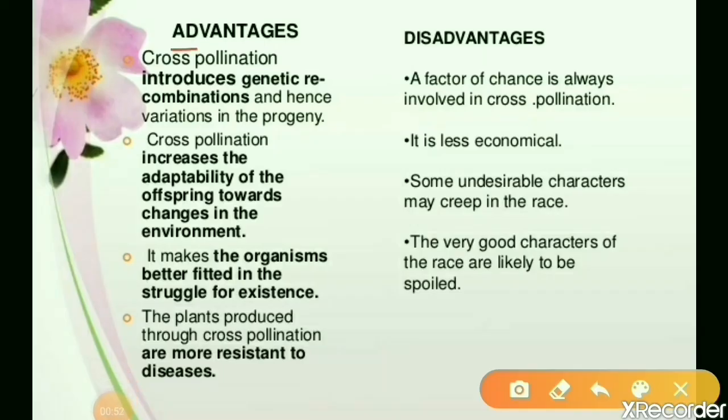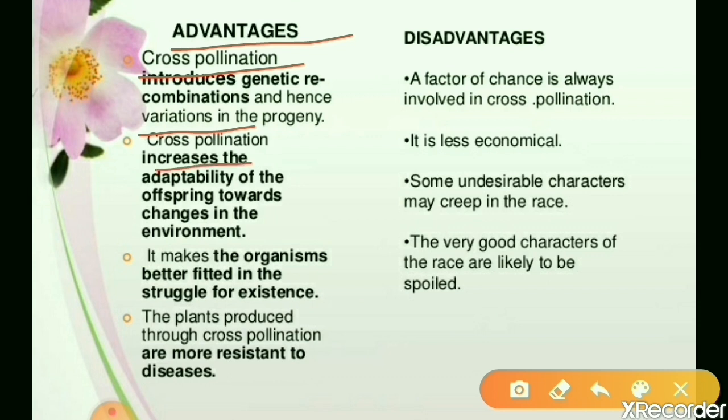Next, we can learn advantages of cross-pollination. Cross-pollination introduces genetic recombinations and hence variations in the progeny. During cross-pollination, genetic recombination, that means intermixing of genes, will take place and hence variations in the progeny. Means the small difference which we can see among the individuals we can call it as variation. So by cross-pollination we can bring variation in the progeny by recombination of genes.